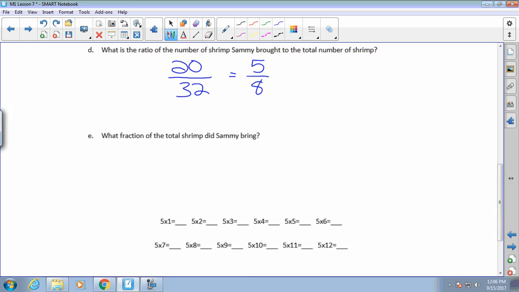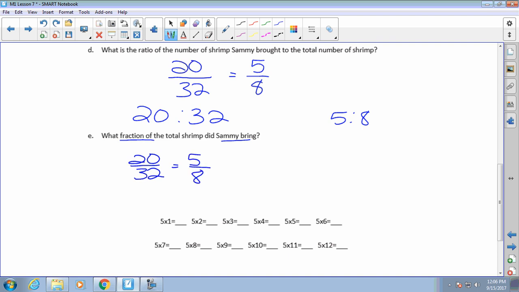And then part E says, what fraction of the total shrimp did Sammy bring? All right, so they wanted this one up here, I'm sorry, as a ratio, so 20/32. They wanted it in this form, I should say. Or if we simplified that, that would be 5/8. So down here, they want it written as a fraction, so 20/32nds, or 5/8.